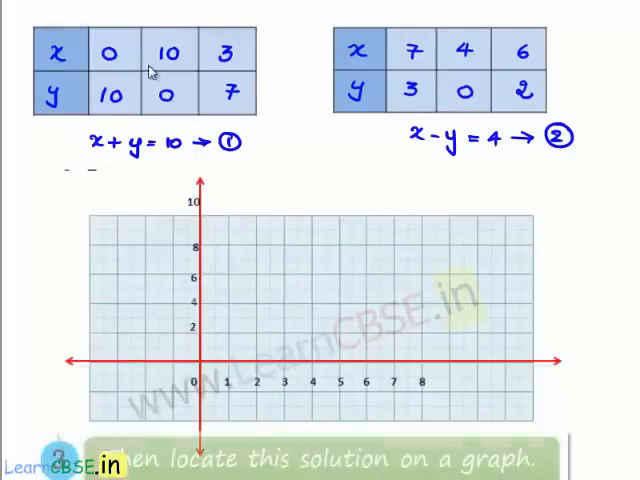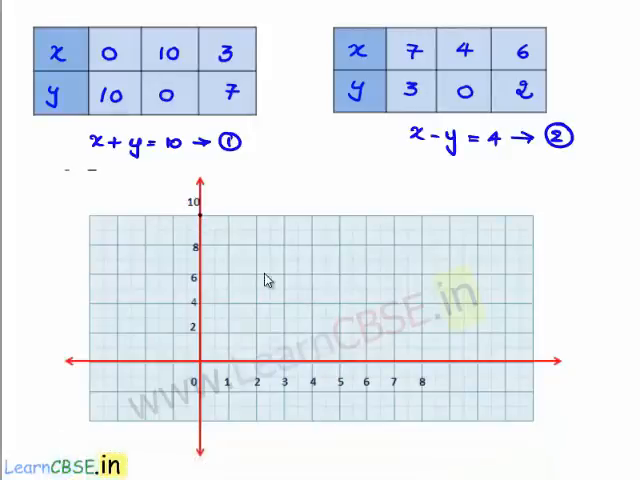Now let us take the first equation, which is x plus y is equal to 10. The coordinates are 0, 10, 10, 0 and 3, 7. So let us plot these points in this graph. So the first point is 0, 10, which is nothing but this one. This is 0, 10. So this is 9 and this one will be 10. The second point is 10, 0. 10, 0 is this point. And the third point is 3, 7.